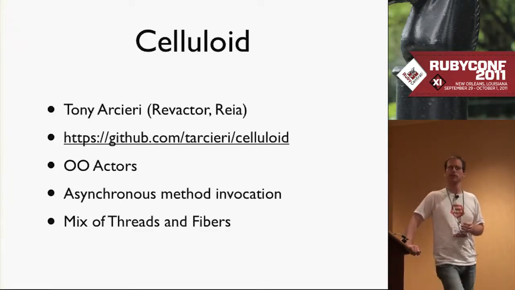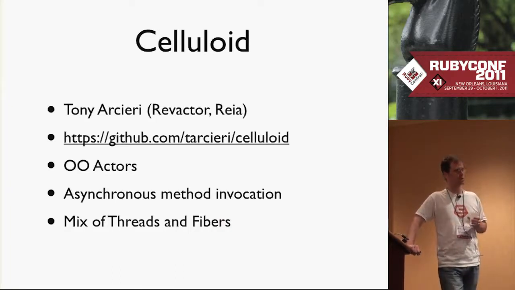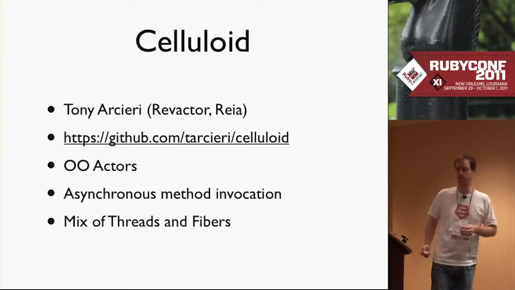But there's a much better project, Celluloid. Tony Arcieri is the author of Celluloid. He's, I think, well known in the Ruby community for his RevActor and Rhea projects. RevActor was his first take, his V1 of an actor API for Ruby, and Celluloid is V2. And it's a really nice API. It's an object-oriented actor, so it's very idiomatic Ruby. It provides basically asynchronous method invocation on objects. His implementation uses a mixture of threads and fibers under the covers.